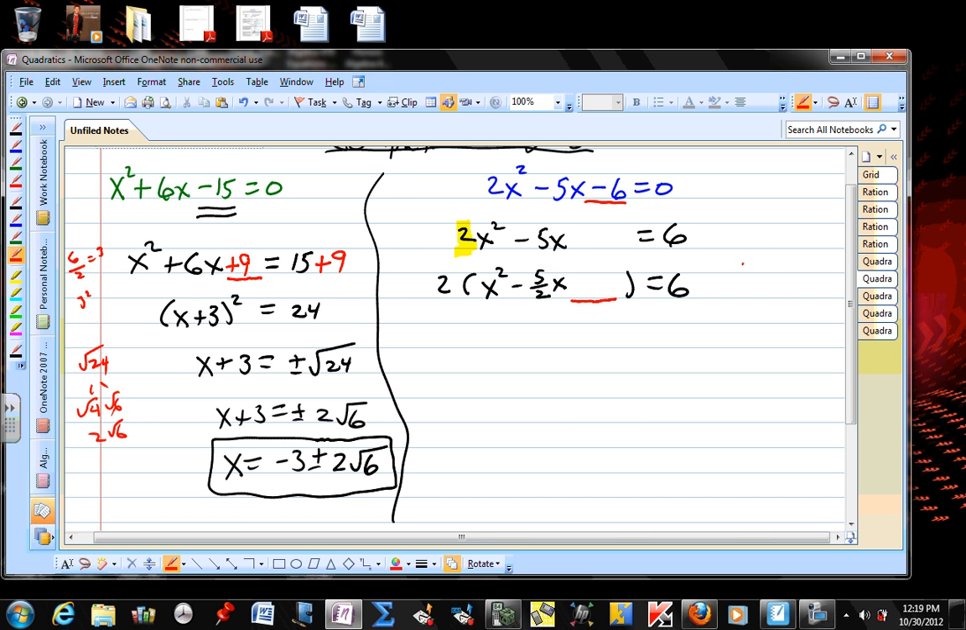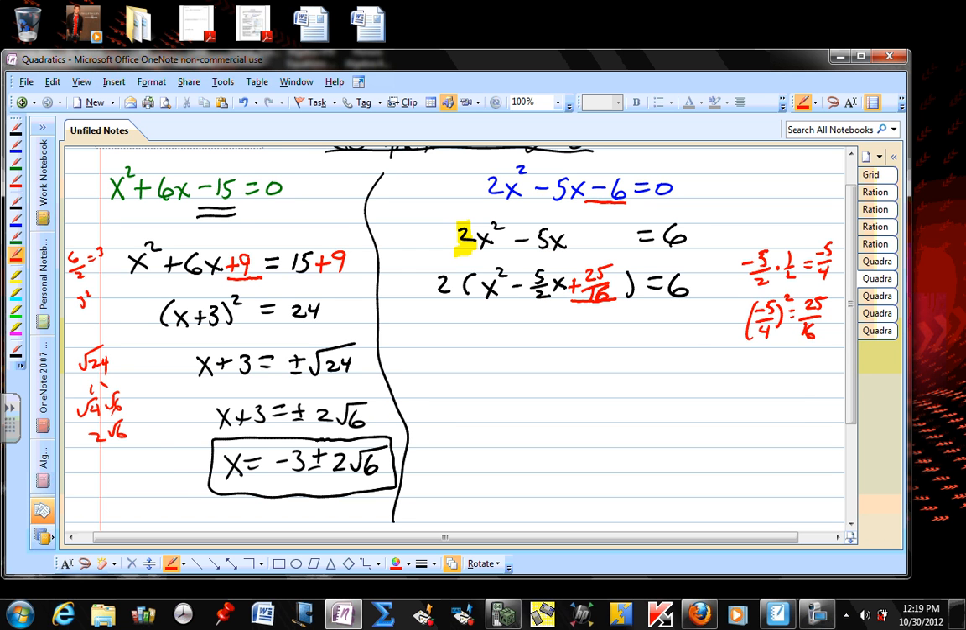We're going to take half of the middle term, half of negative 5 halves. It's going to make negative 5 fourths, and we'll square. Negative 5 fourths squared, well, negative 5 squared is 25, 4 squared is 16. So we're going to get plus 25 sixteenths.